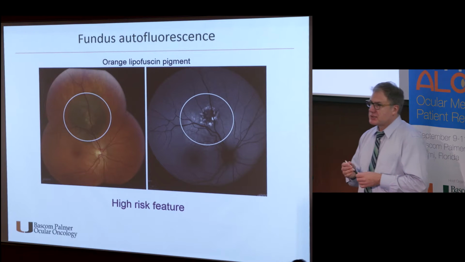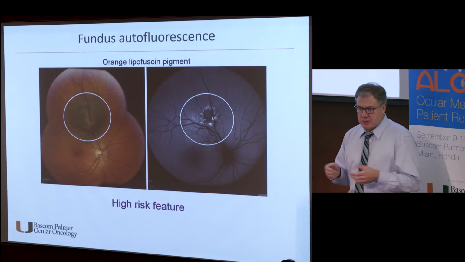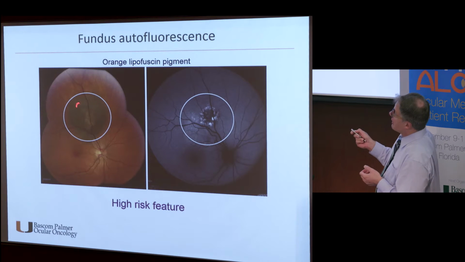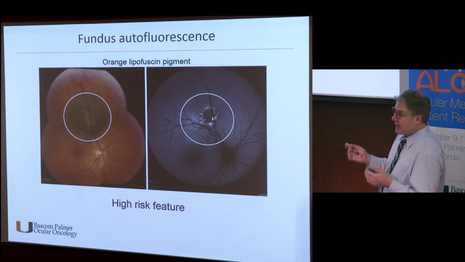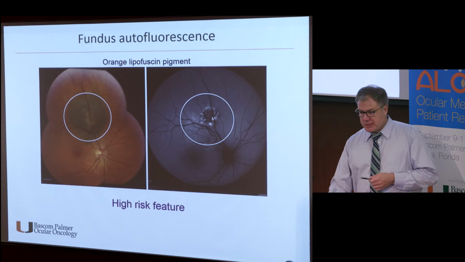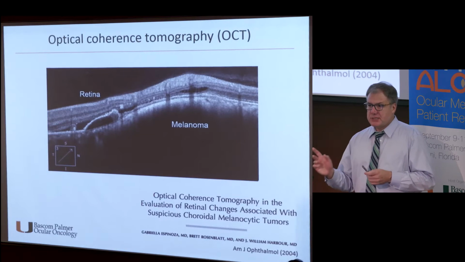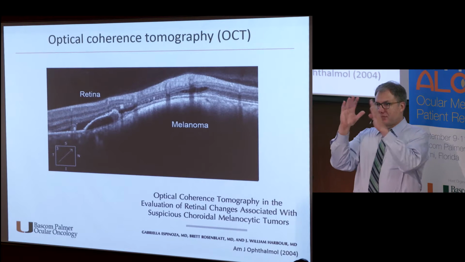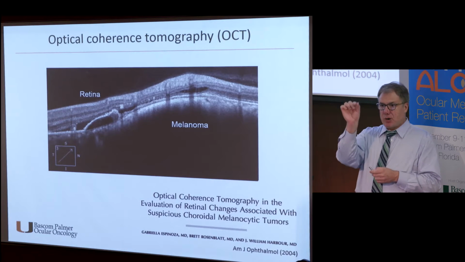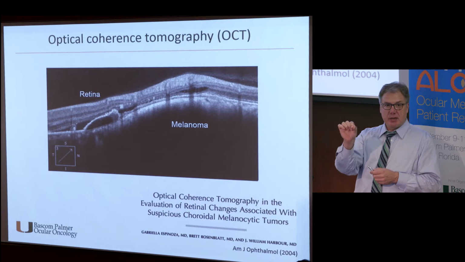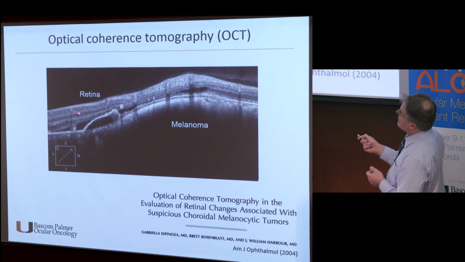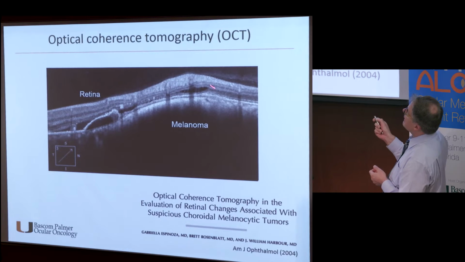And then there are other things that some of you may have gotten. There's something called autofluorescence, which helps us look for the orange pigment, which is one of the risk factors for melanoma in a small lesion. And OCT, that's where you look at this black space, and there are these little bars of white light. I bet a lot of you have had this done at some point. What that does is helps us to look at very, very high magnification at the retina overlying the tumor.